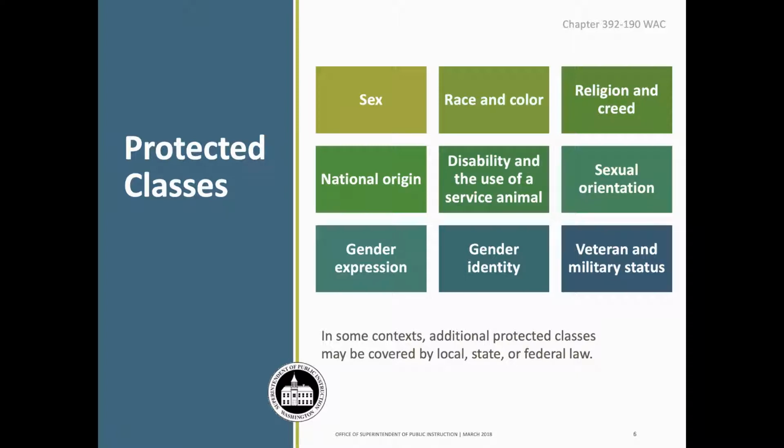A service animal is an animal that is trained to do work or perform tasks for a person with a disability. Gender expression is a person's external expression of their own gender. Gender expression could also refer to the manner in which a person represents or expresses gender to others, often through behavior, clothing, hairstyles, activities, voice, or mannerisms. Gender identity is a person's internal sense of their own gender: male, female, both, neither, or gender fluid. Veteran or military status is a person who is a veteran as defined under RCW 41.04.007, or an active or reserve member in any branch of the armed forces of the United States.